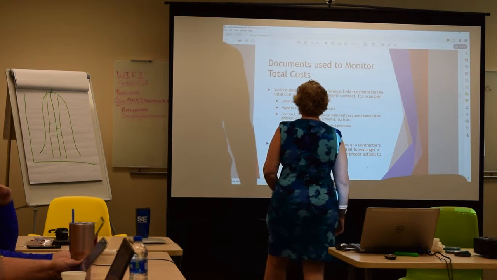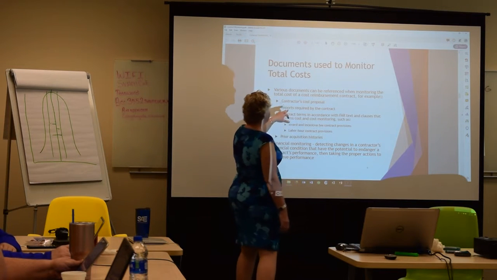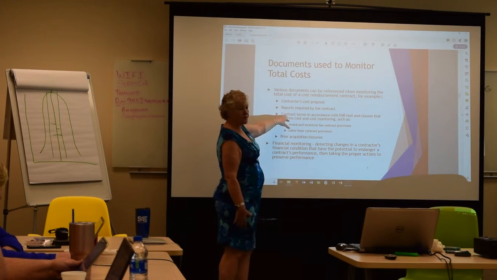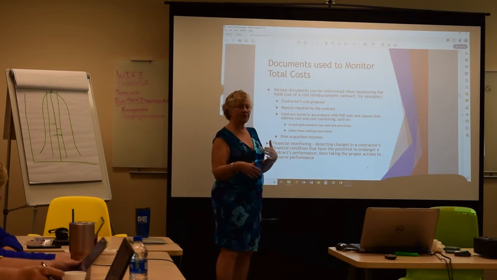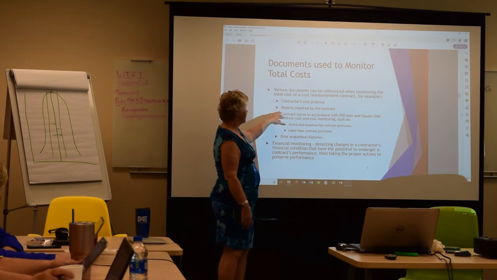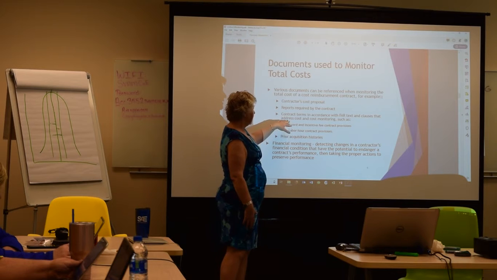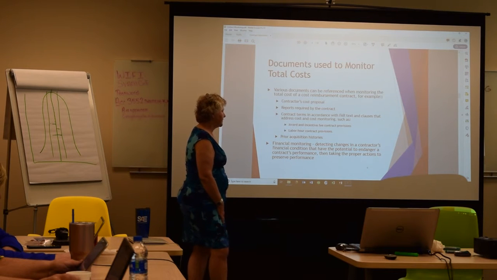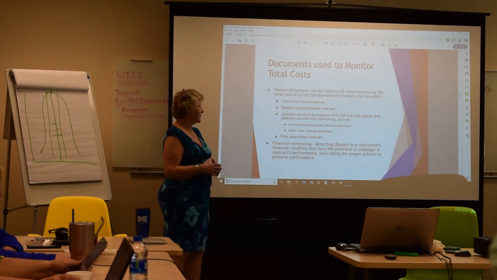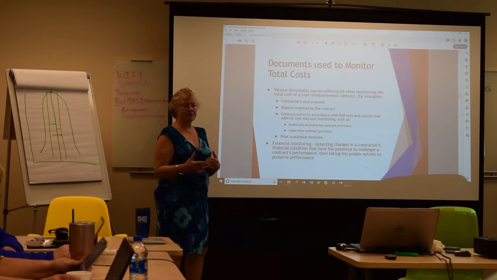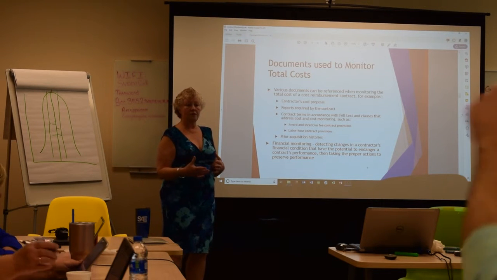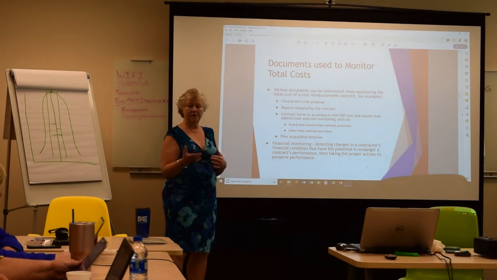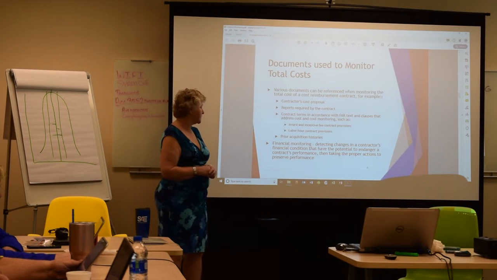What documents do they use? They look at your cost proposal. Any reports required by the contract, like if you have to give periodic schedule updates, those would be reports that they could look at. Any contract terms, things like the award incentive fee provisions or labor hour contract provisions. And then they look at prior acquisition history. So when they bought from you before, did you have issues? If you did, they're going to tend to want to monitor you more closely.